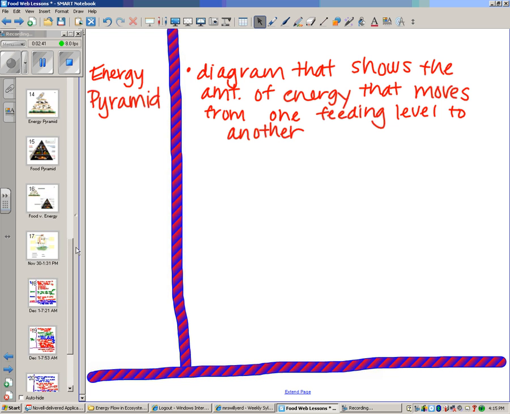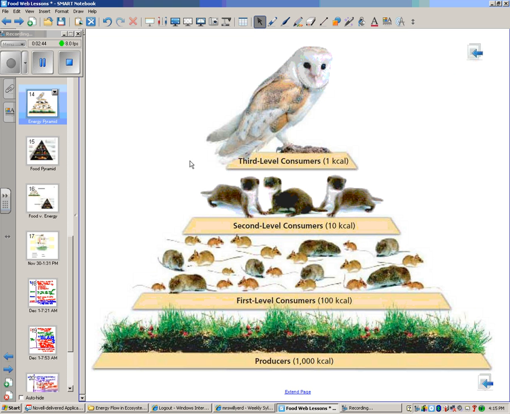Now this is in your book. It's on page 46, I believe. And this is what we're talking about when we talk about an energy pyramid. You see that they're organized within this pyramid by the feeding level. So first at the bottom you have the producers, then you have your first level consumers who are going to eat the producers. Then on top of that you have your second level consumers that'll eat the first level consumers. And then you have your third level consumer that's going to eat your second level consumer. So this is what we're talking about when we refer to an energy pyramid.